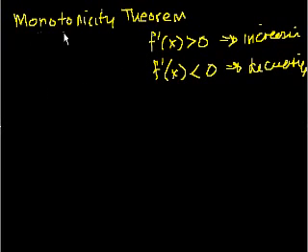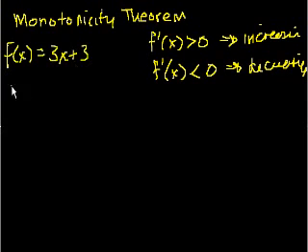Let's see, they gave some examples. They want us to use this theorem to find where the given function is increasing and where it is decreasing. The first function is f of x equals 3x plus 3. What's the derivative? F prime of x is equal to 3. For any value of x, this is positive, right? F prime of x is positive for all values of x. So using the monotonicity theorem, it is increasing for all values of x.